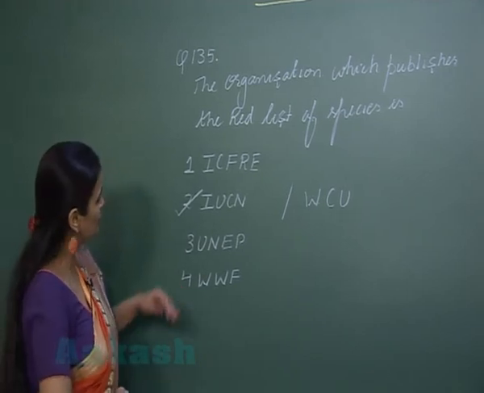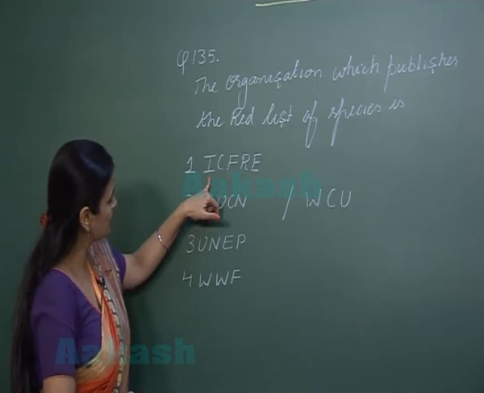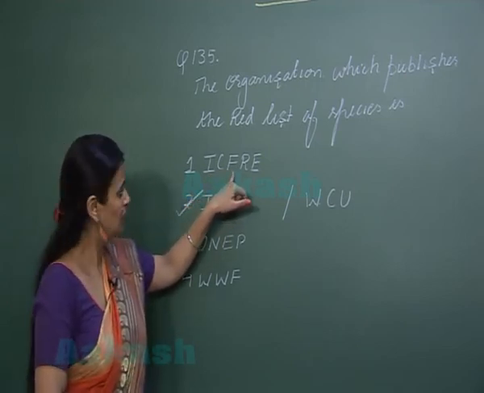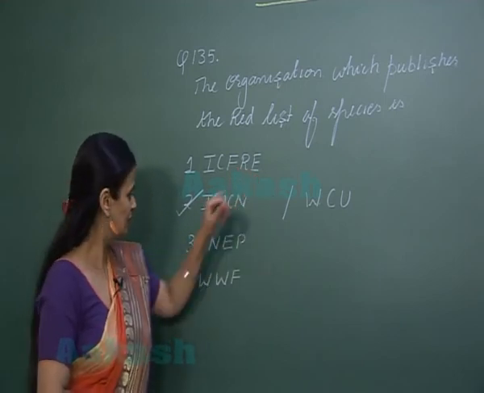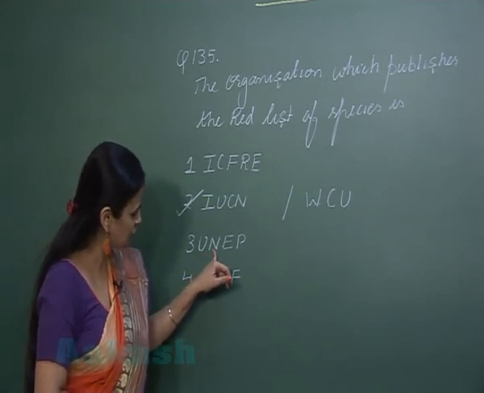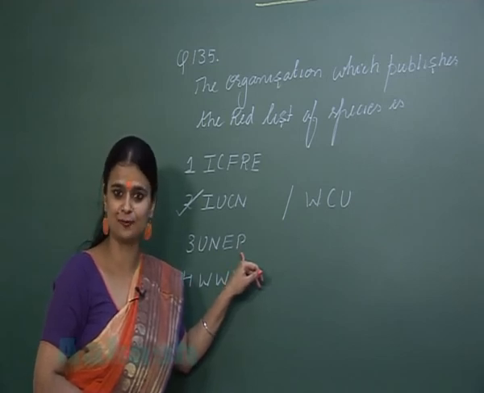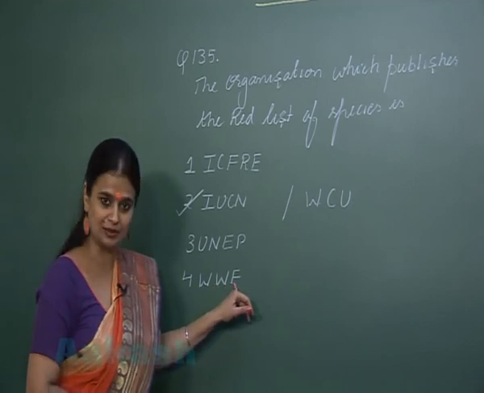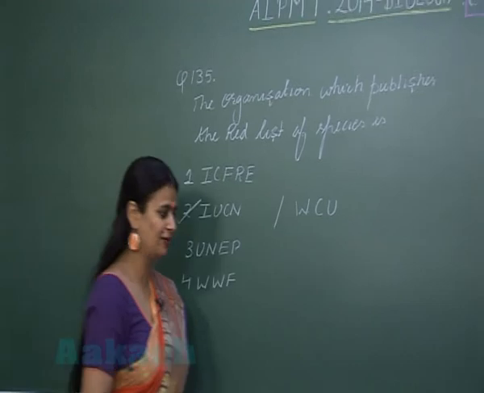We can also see the full forms of the rest of the organizations. This is Indian Council of Forestry Research and Education. This one is United Nations Environment Program, and this one is Worldwide Fund for Nature. Fine. So question number 136.